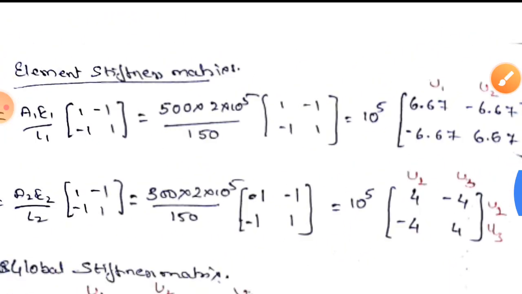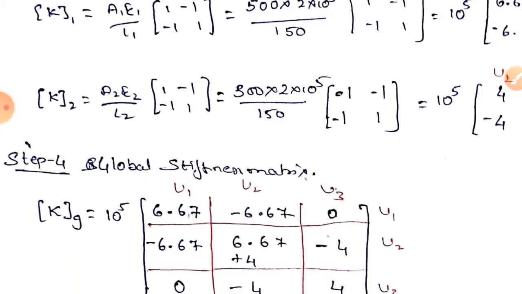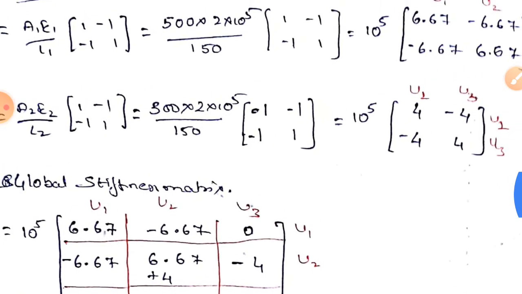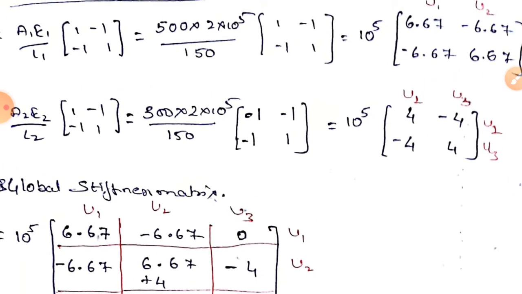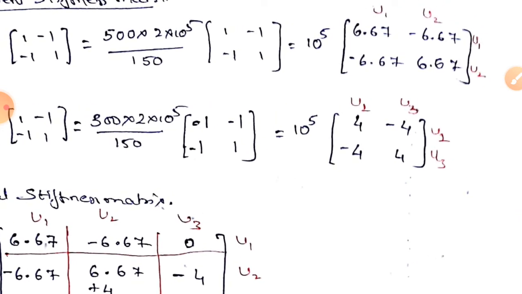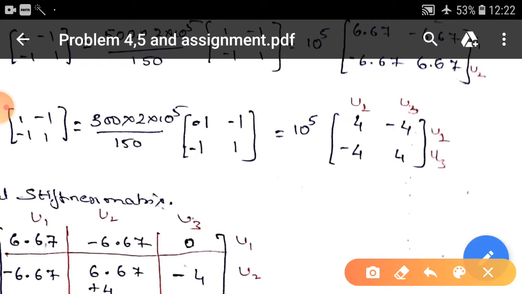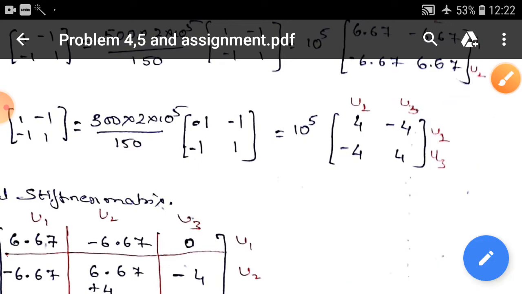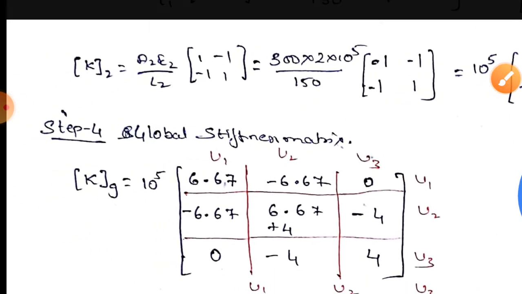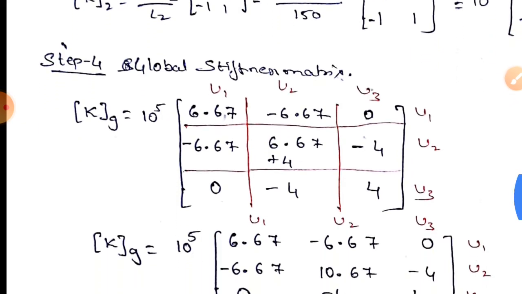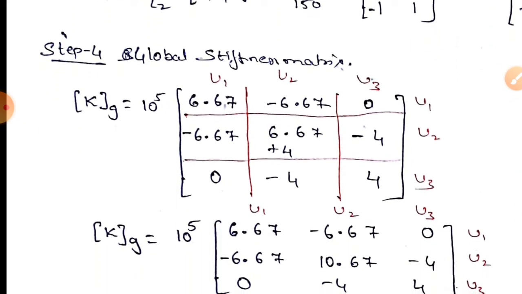Similarly solve for K2, A2 E2 by L2 times [1 -1; -1 1]. Substitute the values: area is 300 mm square into 2 into 10 to the 5 divided by 150. Simplify it, you will get the value as 4 and multiply it into the matrix. It is associated with displacements u2 and u3, written on top of the columns and side of the rows. Okay, next, the global stiffness matrix.